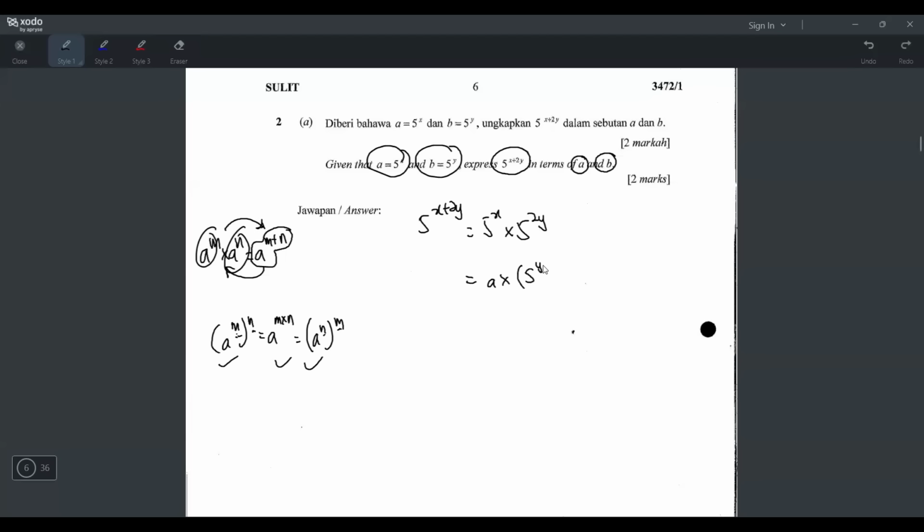So if the 2 is bothering you, the 2 you can write outside the bracket like this. Okay, and why can you write outside like this? Because I told you here already: 5 power y power 2 is the same as 5 power 2 power y and is the same as 5 power 2 times y. These three are the same things.